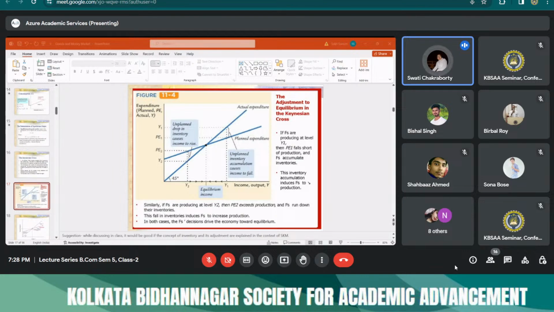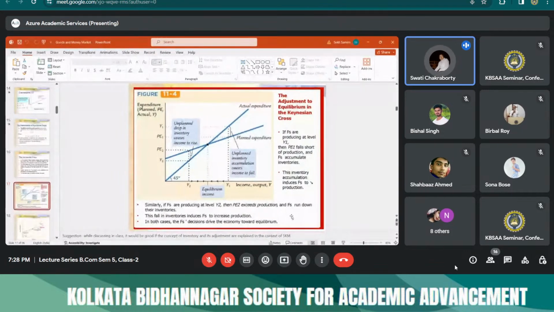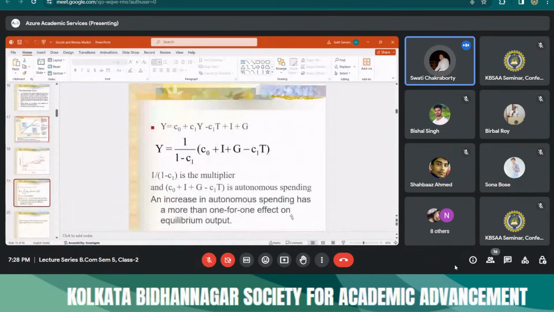So then what happens? Income starts going down again till it reaches the equilibrium situation. Okay, so can we go to slide number 19, please? 18 is also similar. Yes.